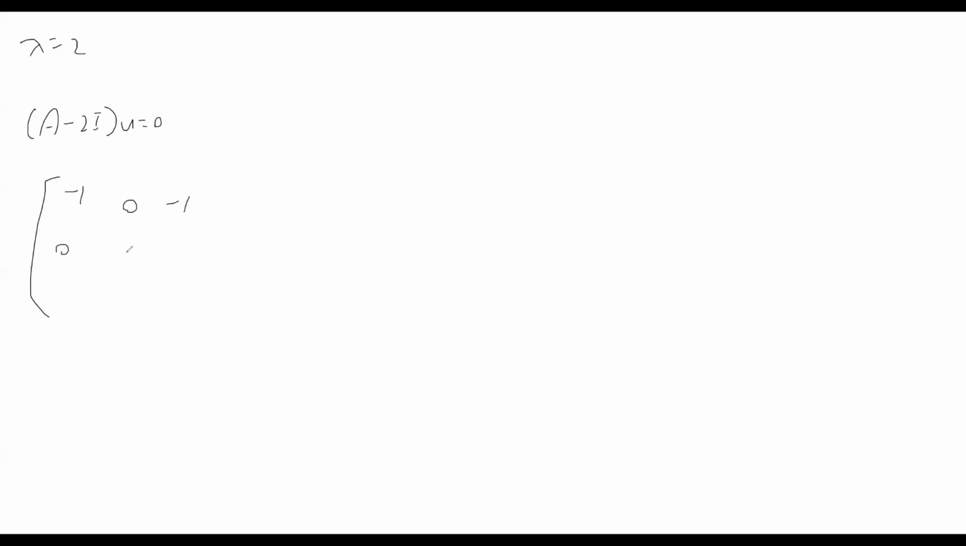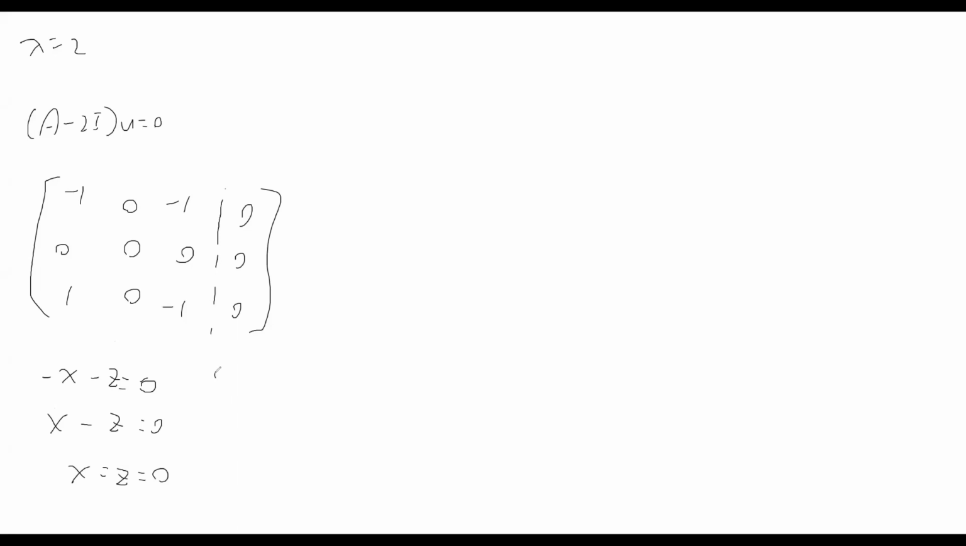So just fill in the numbers, 1, 0, -1, 0, 0, 0. All right, so here we have negative x minus z is 0, and x minus z is 0, right? So the only case for this to be true is when both of them are equal to 0. That means y is free. So let y be equal to 1, so u is 0, 1, 0.